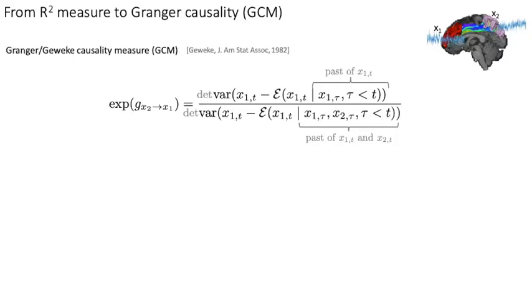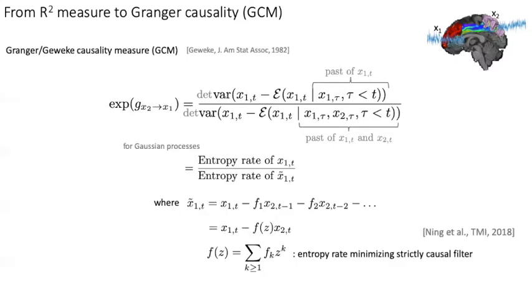So the difference quantifies how important the past value of x2t is to predict the current value of x1t. But there is another compact form like this. Following the Gaussian assumption, if everything is Gaussian, this complex expression can be understood as the entropy rate of x1t divided by the entropy rate of another process. So it's kind of similar to the definition of R square.